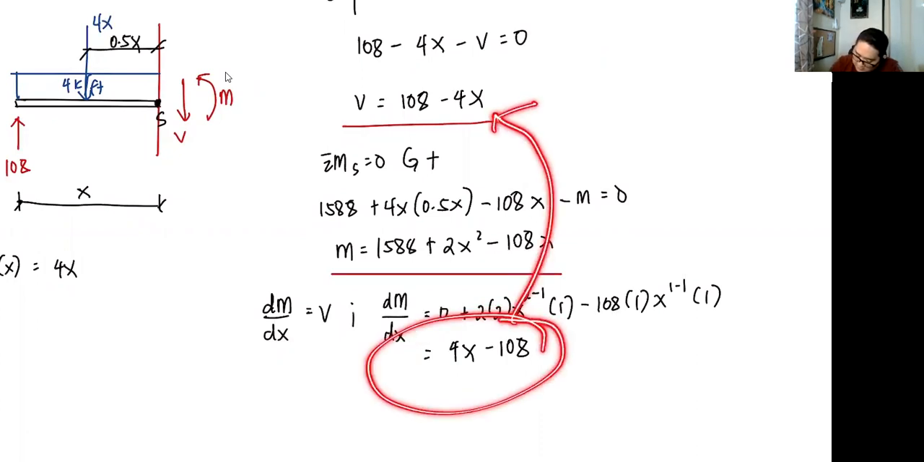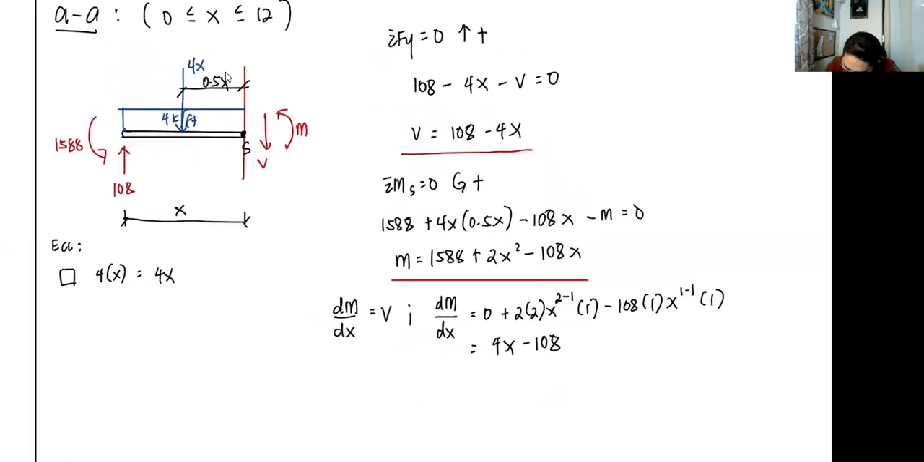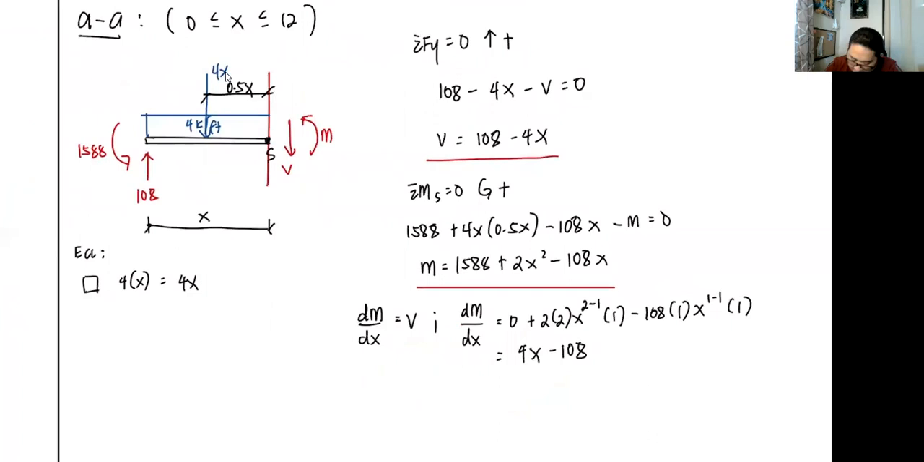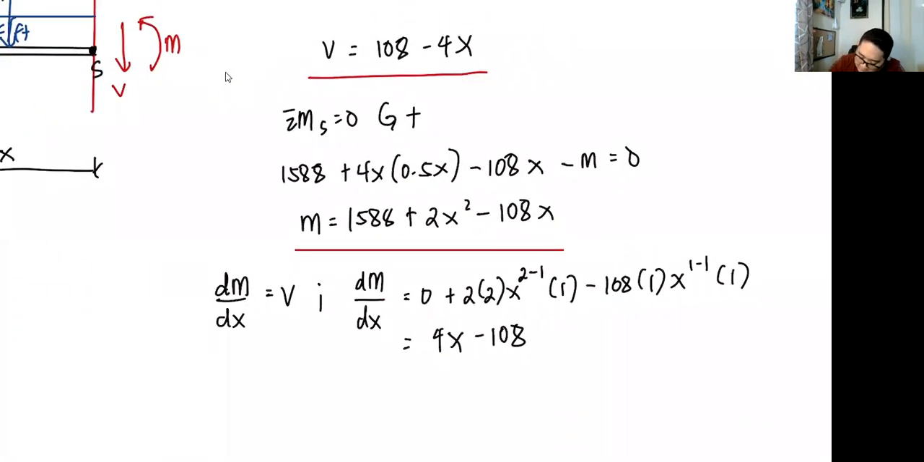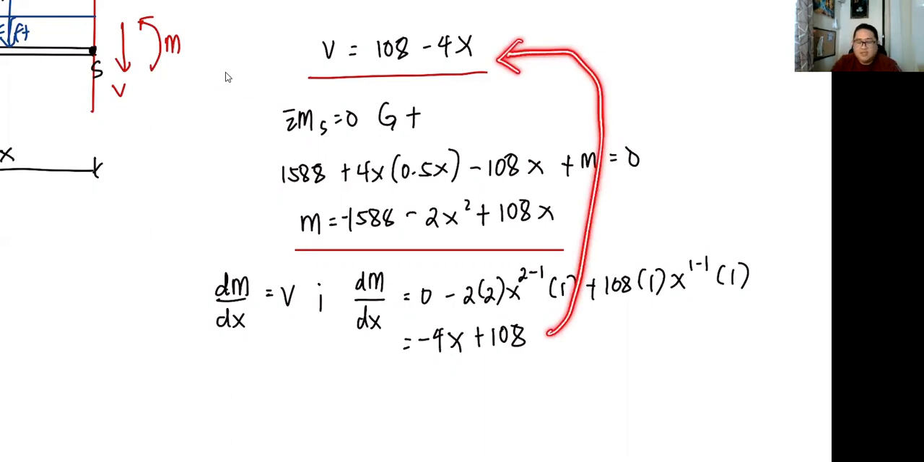Ito, dito. So, magkaiba siya ng sign, no? So, let's check kung tama yung sign ko dito. Ayan. So, kaya ako na mali, dapat this should be positive, no? So dapat lahat ito is reverse ng sign. Dapat ito will be negative, this will be negative, and then this will be positive. Okay? So upon derivative, this will be negative, and this will be positive. So ito is negative, ito ay positive. Okay? So now, is this equal now doon sa shear natin? Yes, no? So negative 4x plus 108. So same siya ng shear natin.